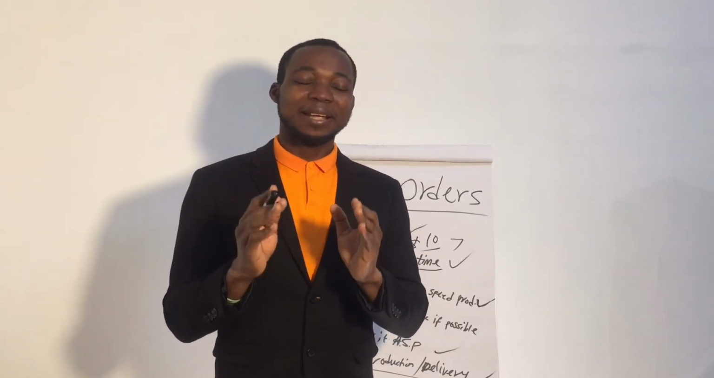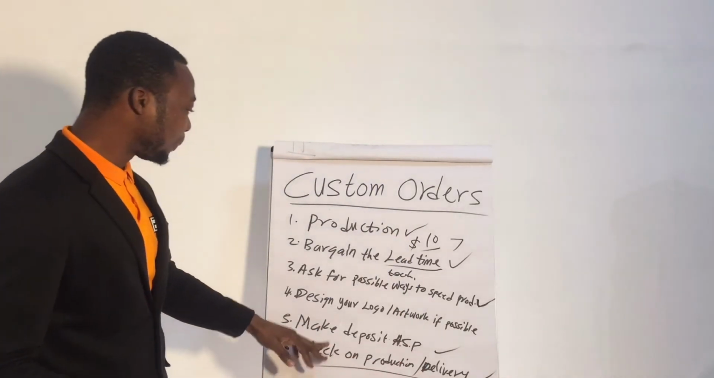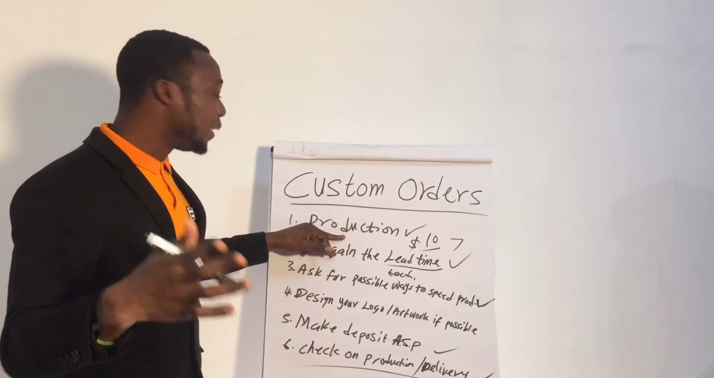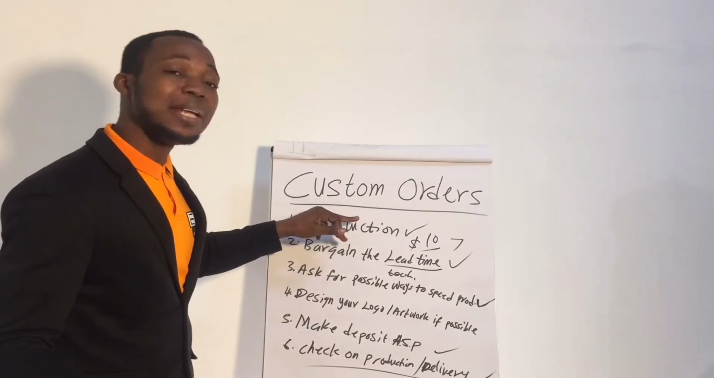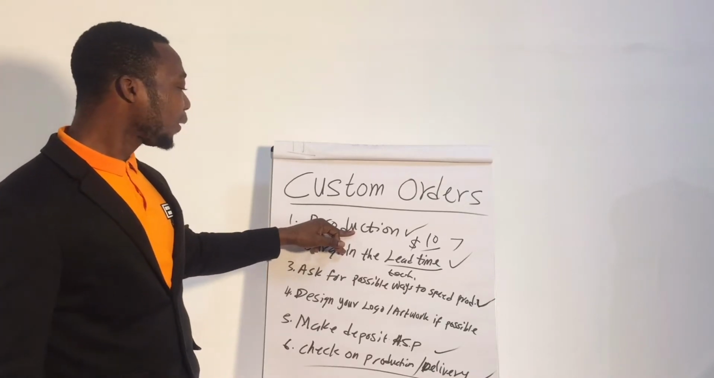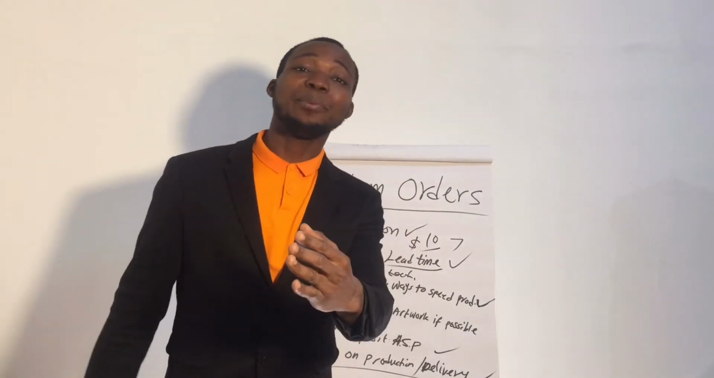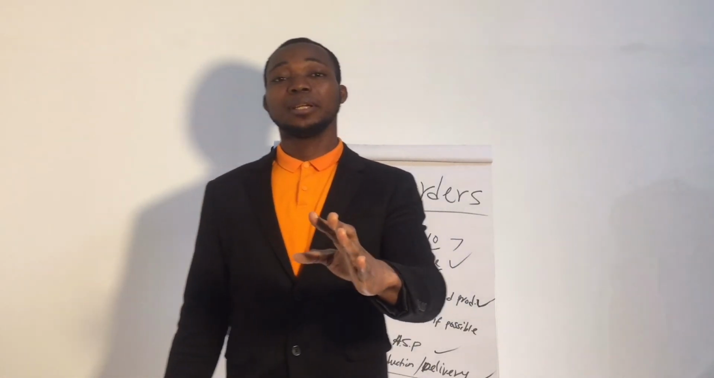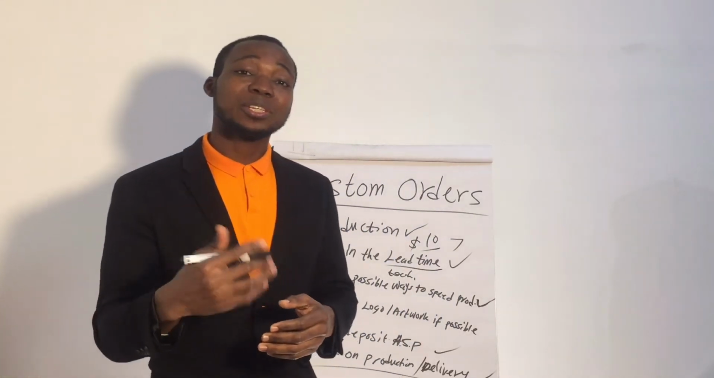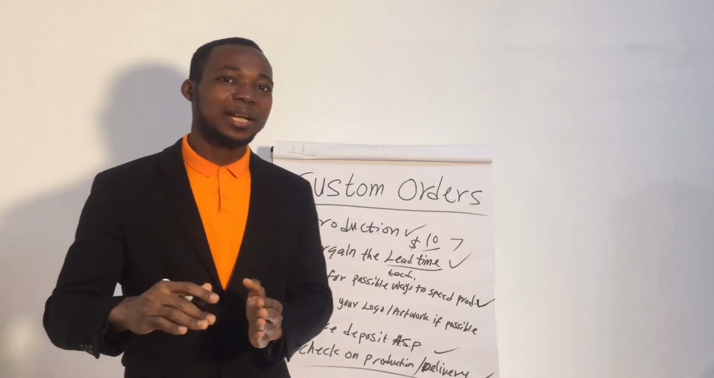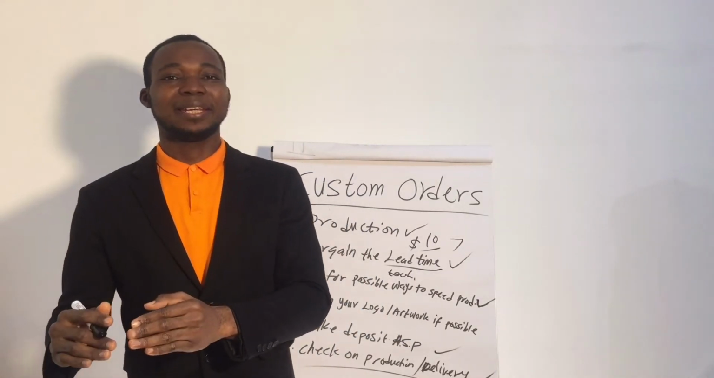This is what you don't know. In production, anything can happen at any time. Maybe there can be a fault with the mold. There can be a shortage of raw materials. There can be a problem with the screens. The machines can break down. There can be a power outage. There can be something that can affect production and delivery time. So you want to keep yourself updated during production. So you want to contact them during the production until delivery day.